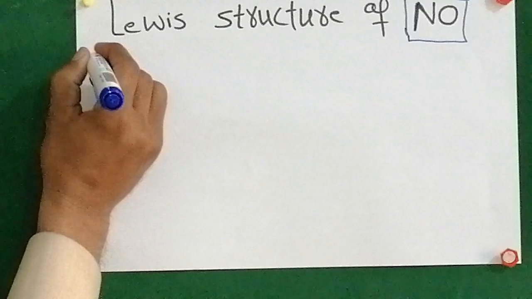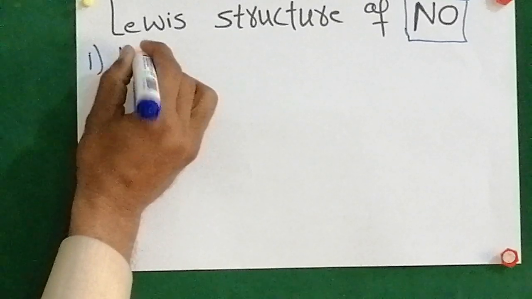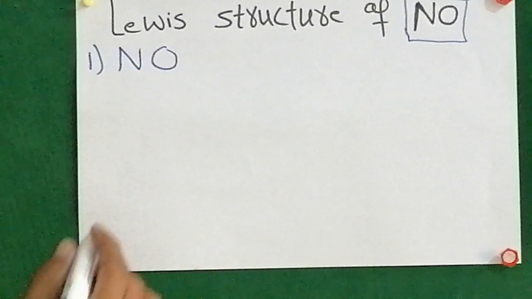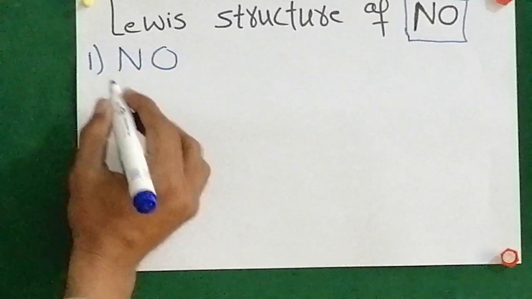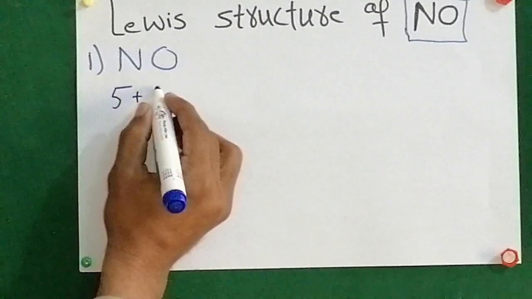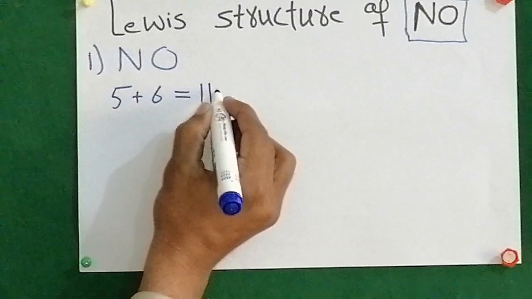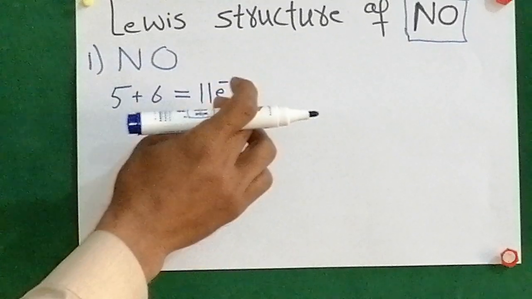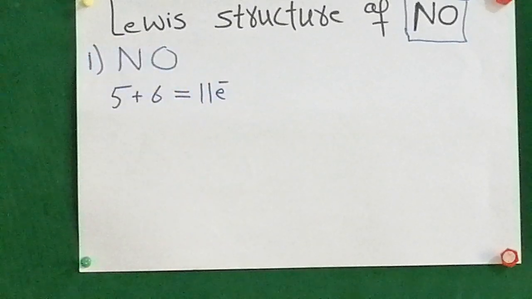First thing students you may have to know is, here there is nitrogen and oxygen, and we have to determine their valence electrons. We know nitrogen has 5 valence electrons plus oxygen has 6 valence electrons, so the total number of electrons here is 11. So we have 11 electrons, and we have to distribute these 11 electrons between these two atoms, nitrogen and oxygen.